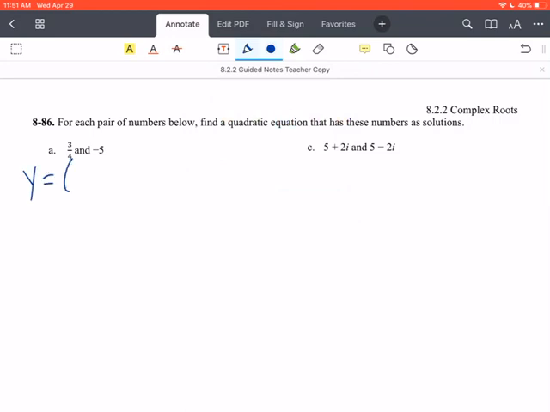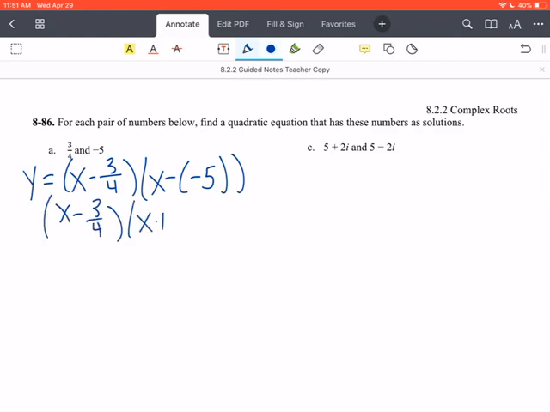So we would just do y equals x minus 3/4, and then we do x minus negative 5, but we learned with the polynomials that you can just say x plus 5. Okay, just showing you where that relates. So I'm going to rewrite it so that it's easier to look at. x plus 5. So now we want to go ahead and write it in standard form. So what are we going to do? We are going to go ahead and double distribute to make it look nice.